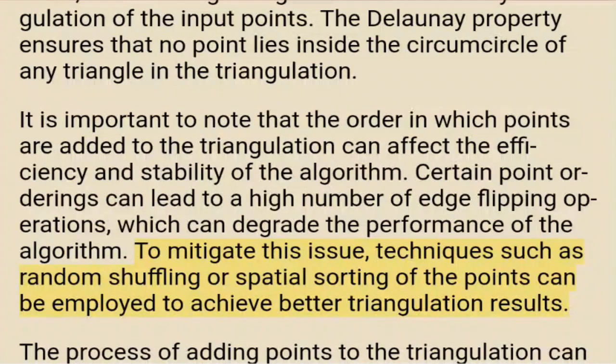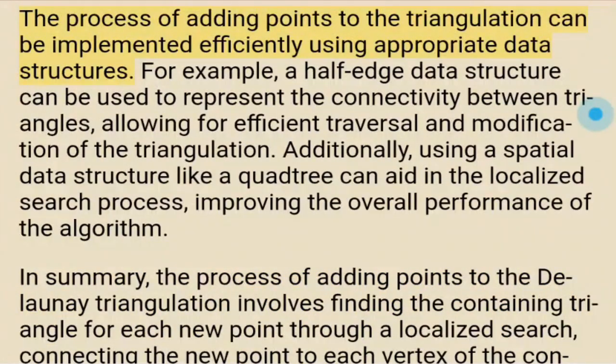achieve better triangulation results. The process of adding points to the triangulation can be implemented efficiently using appropriate data structures. For example, a half-edge data structure can be used to represent the connectivity between triangles, allowing for efficient traversal and modification of the triangulation. Additionally, using a spatial data structure like a quad tree can aid in the localized search process, improving the overall performance of the algorithm.